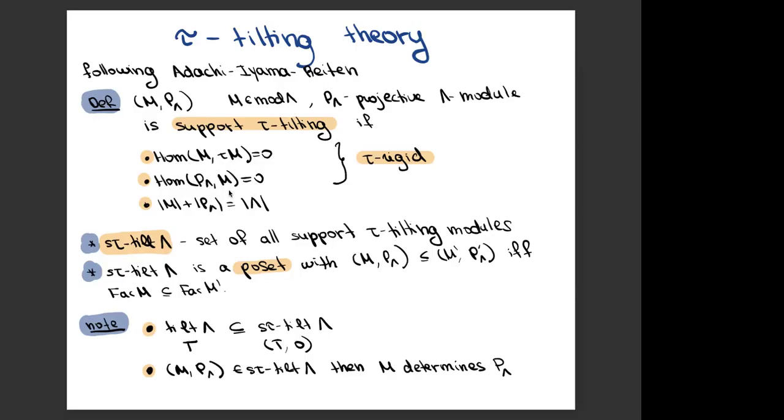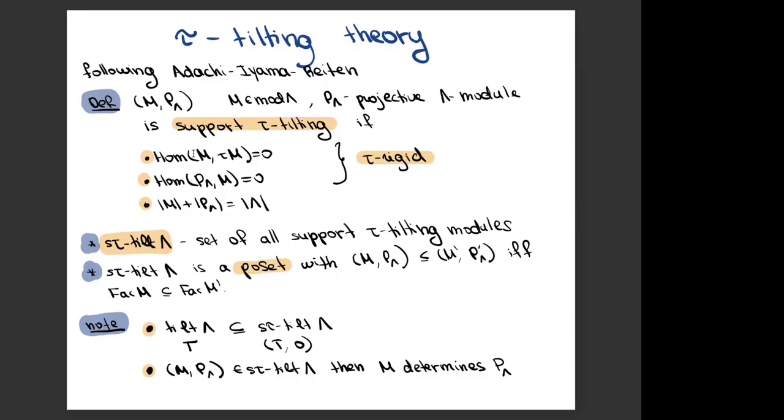So in particular, the module M is not supported at any of the vertices of the projectives P lambda. So somehow one is the complement of the other. And then we have again a maximality condition. This is supposed to parallel the definition we saw for tilting modules: the number of summands in M plus the number of summands in P lambda has to be the same as the size of lambda. And again, if you're thinking about a quiver, this is the number of vertices in the quiver.